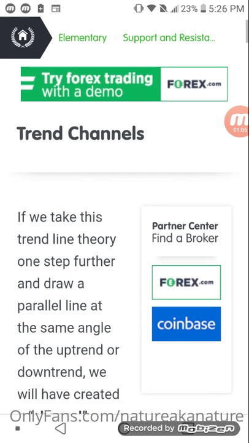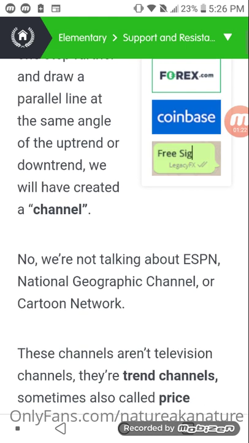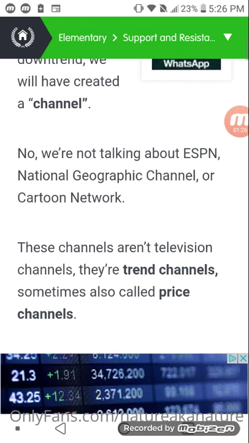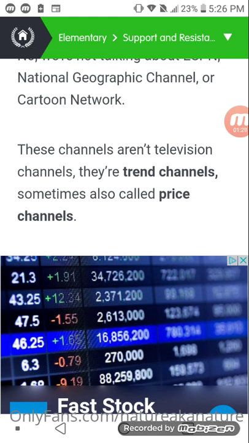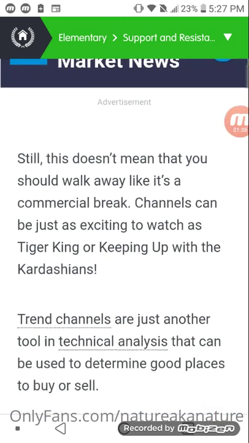Channels, it's just like trend lines. If we take the trend line theory one step further and draw a parallel line, or two lines at the same angles, no matter if it's an uptrend or a downtrend, it's called a channel. You have created a channel. Now, we're not talking about ESPN channels or National Geographic channels or Cartoon Network. These channels aren't television channels. They're trend channels, sometimes known as price channels, but they're known as trend channels.